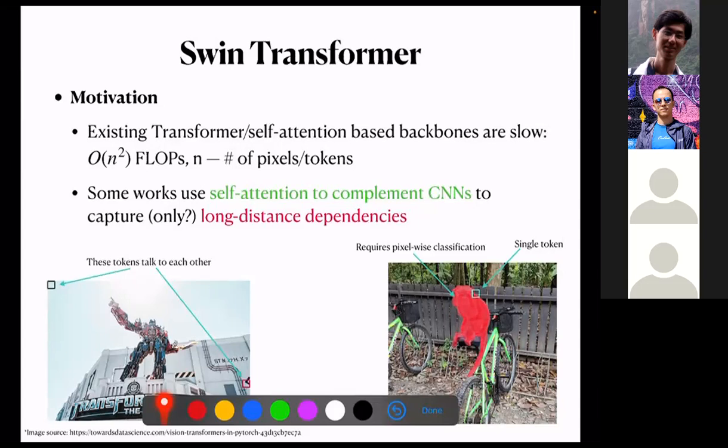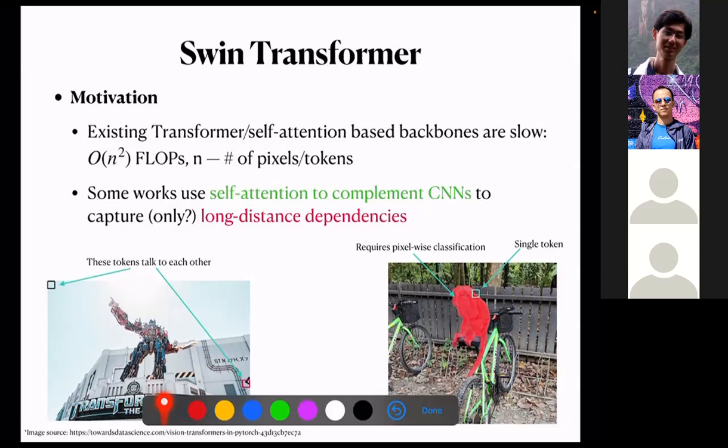Some works make CNNs work together with self-attention to capture long distance dependencies, because CNNs are bad at capturing long distance dependencies. But still, self-attention is only good at long distance dependencies, because they are doing self-attention globally using a few big patches. So to overcome this kind of problem, they offered several solutions, and we'll see them next one by one.